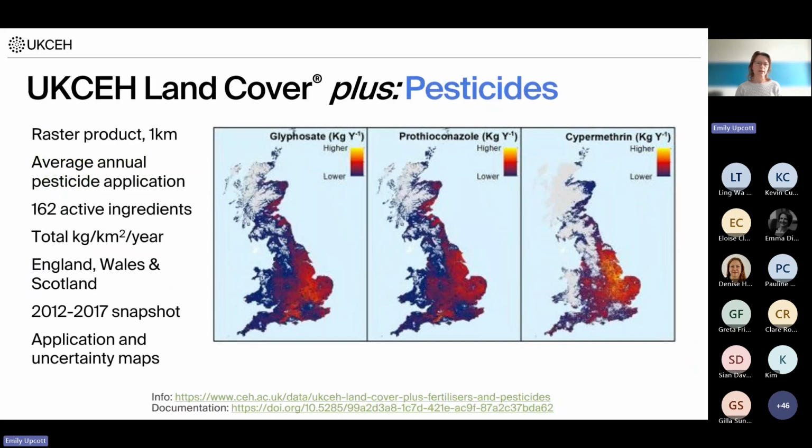Then we've got our pesticides maps, which are a bit similar to the older fertilizer maps. So it's a raster product, again, 1 kilometre grid cell, showing average annual pesticide application for over 160 active ingredients. Again, this is in total kilograms per kilometre squared per year. And we did have data across England, Wales, and also Scotland, so it's a bit different to the fertilisers maps. Again, it's this snapshot of what's happening between 2012 and 2017. And again, we have application and uncertainty maps.